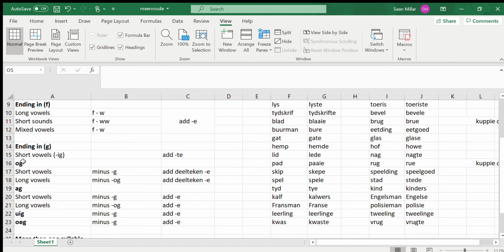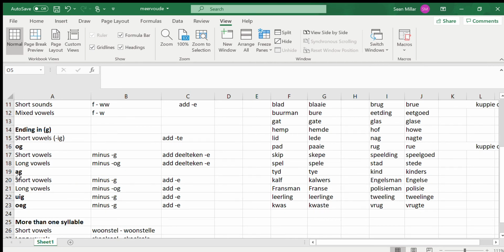Long vowel ending in OG, so if we have hoog, then we minus one of the O's and the G and we add a deelteken E. So hoog would become hoe, H-O-E, deelteken. Then if we have AG, short vowels ending in AG, we minus the G and we add an E. Long vowels ending in AG, we minus the AG, sorry, that should be minus AG, not OG, and we add an E.